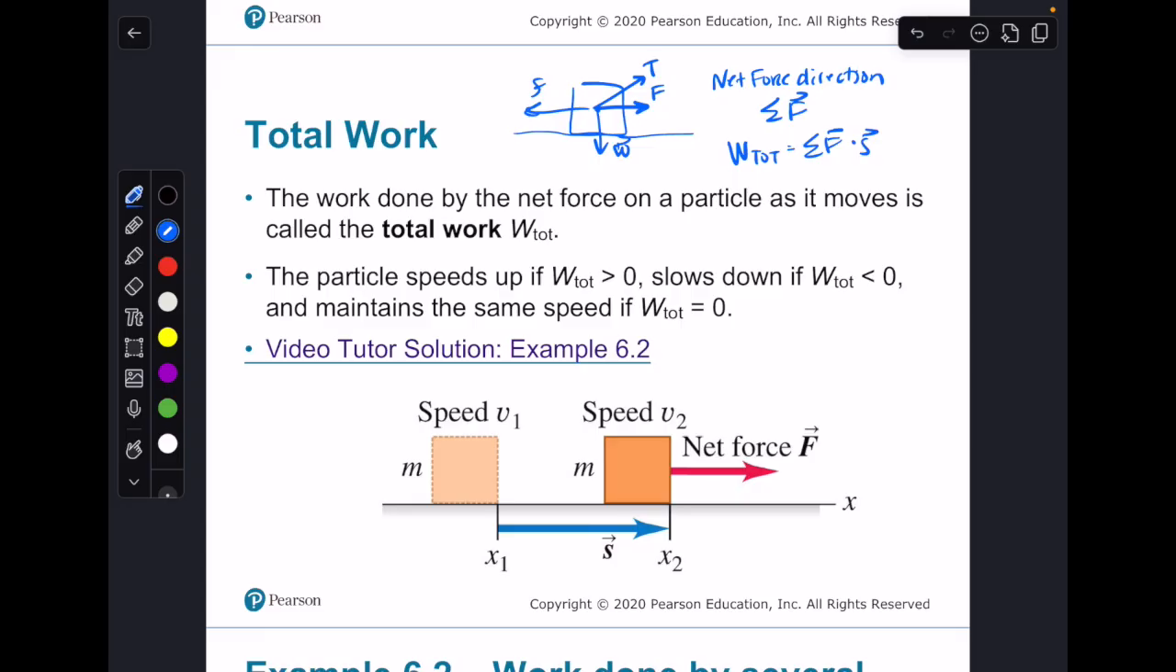So let's look at some general statements. If the total work being done on that object is greater than zero, is positive, that means the particle is speeding up. How did we get to that? Well, because that means that the sum of all the forces, F net, is pointing in the direction of motion.